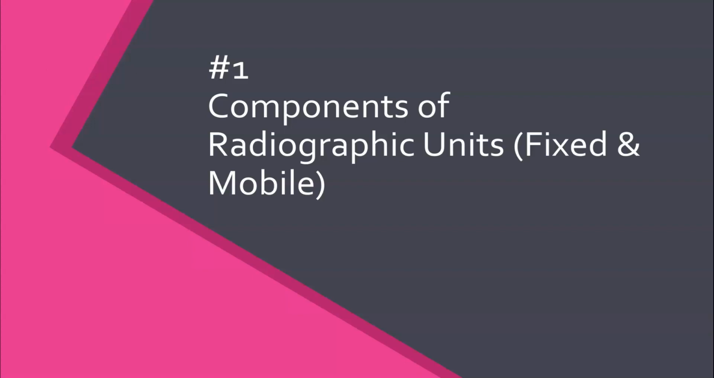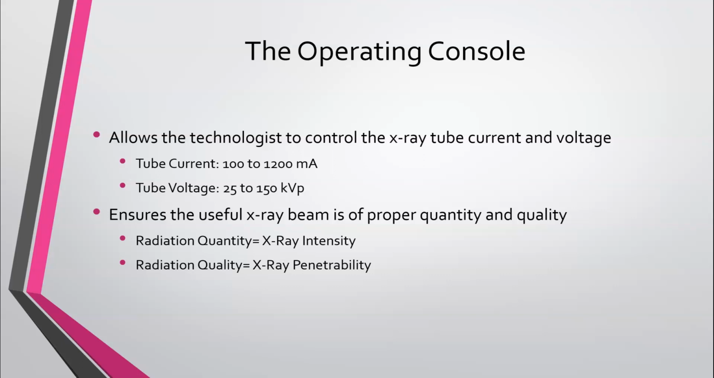So we got number 1, components of the radiographic unit, so fixed and mobile. So let's start with our operating control system, right? It allows us as technologists to control the X-ray tube current and voltage. The tube current normally is between 100 and 1200 mA, and the voltage is 25 to 150 kVp, right? So it ensures the useful X-ray beam is of proper quantity and quality.